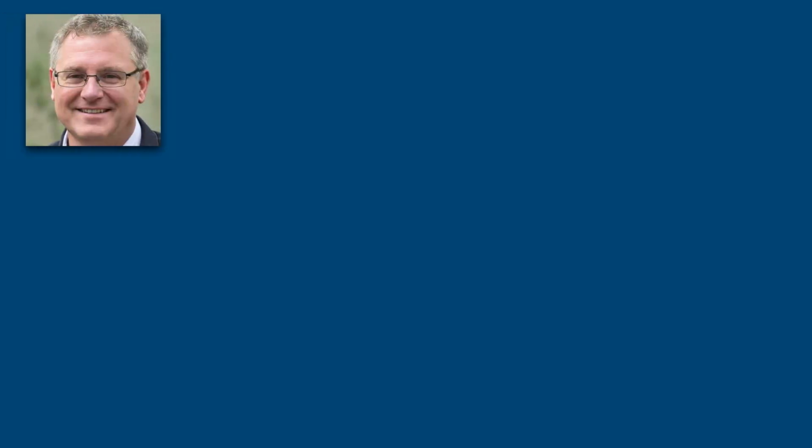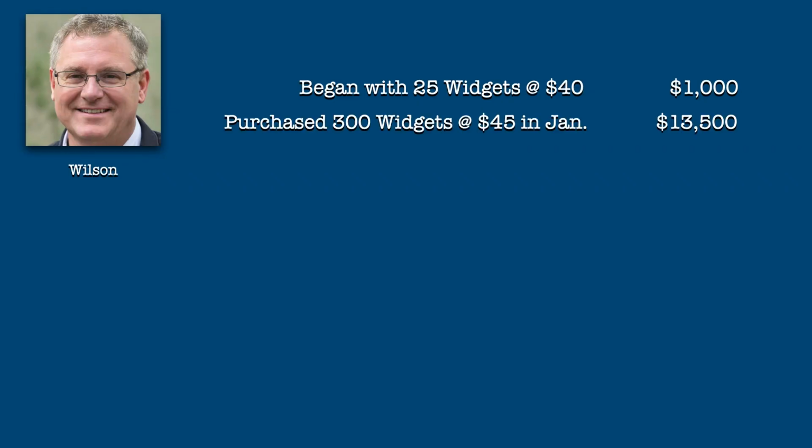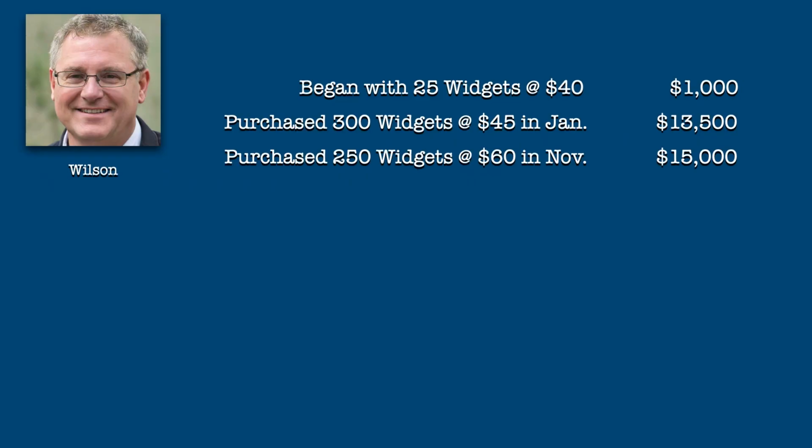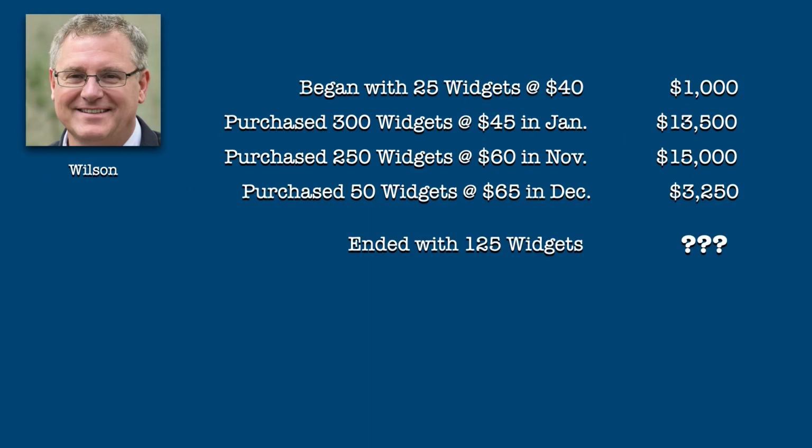For the next three methods, we're going back to Wilson and his widgets. The inflation of 2026 has not been kind to Wilson. He started with an inventory of 25 widgets at a cost of $40. He purchased 300 widgets at a cost of $45 in January, 250 widgets in November for $60 each, and finally 50 widgets in December at $65. He had 125 widgets on hand on the last day of the year. What is the cost of Wilson's year-end inventory?